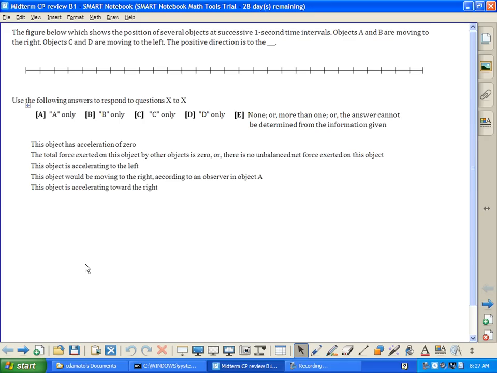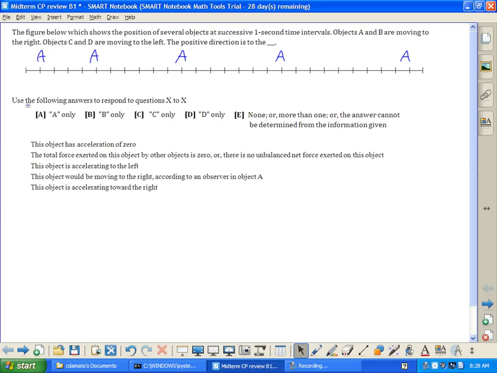The first set of questions shows the axis but does not show the object. If you read the text, you'll see that we have objects A, B, C, and D. A and B are moving to the right, C and D moving to the left. So perhaps on the day you're going to see something like this, indicating the position of A.